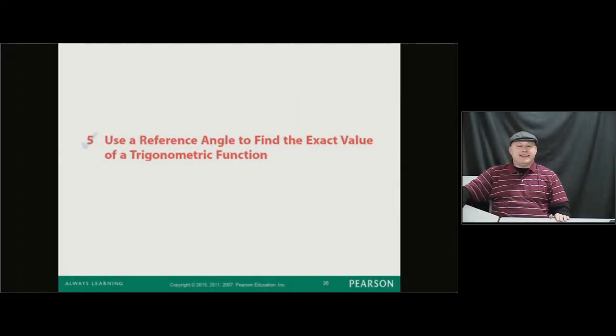Hello, in this discussion we'll be continuing our last discussion, when we were talking about reference angles and finding the exact values of trig functions. So I've already done a few of those examples informally. Well, let's make it formal here.